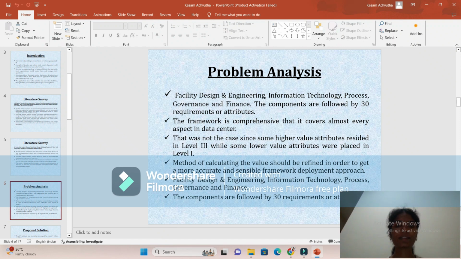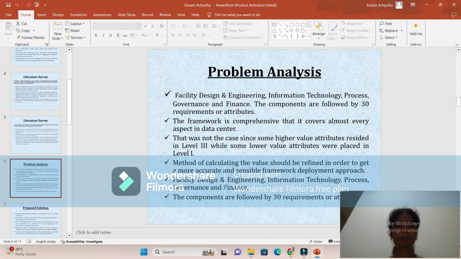This is the problem analysis. Facility design and engineering, information technology, process governance, and finance. The components are followed by the 30 requirements of the attributes. The framework is comprehensive in that it covers almost every level and every aspect in a data center. There was a loss in cases where some higher value attributes resided in level 3 while lower value attributes are placed in level 1.